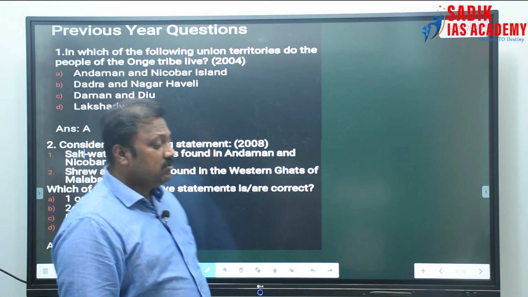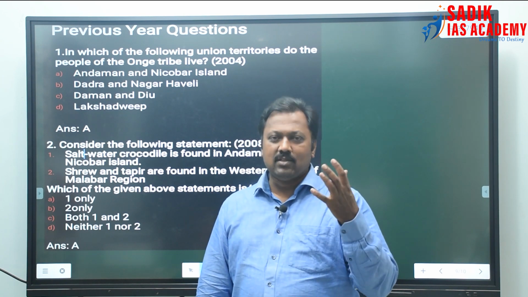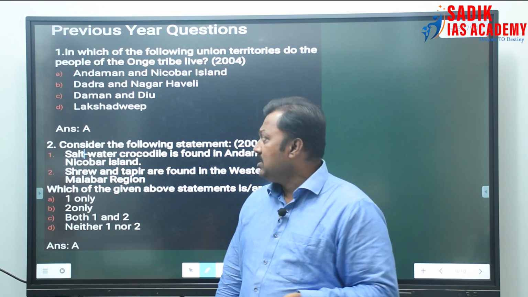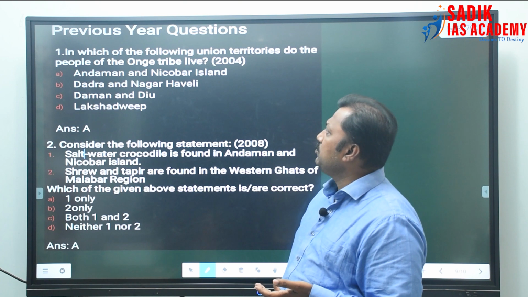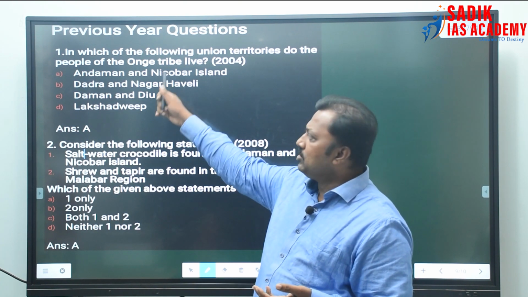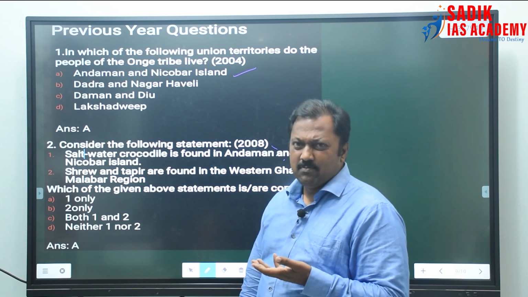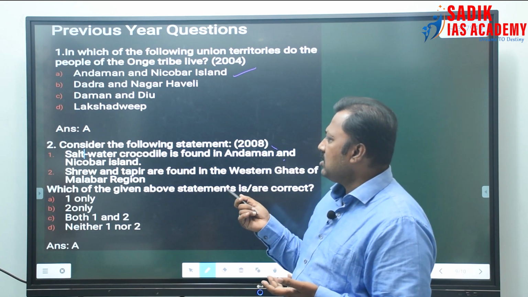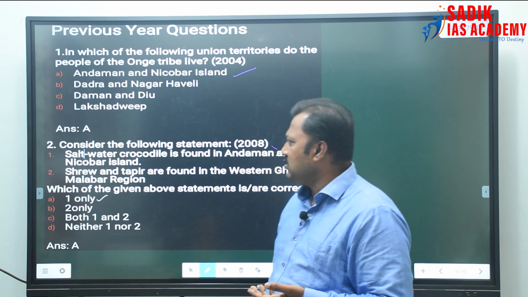Next, let us see the previous year questions, what they have been asked about Andaman and Nicobar. Fundamental simple questions have been asked in the UPSC. See, these are the questions which have been asked. In which of the following union territories do the people of Onge live? I told you about the tribes, right? This is Andaman and Nicobar, so the answer is A only. Simple, right? Next, consider the following statements. Saltwater crocodile is found in Andaman and Nicobar. That is a correct statement. Actually, statement one is correct.